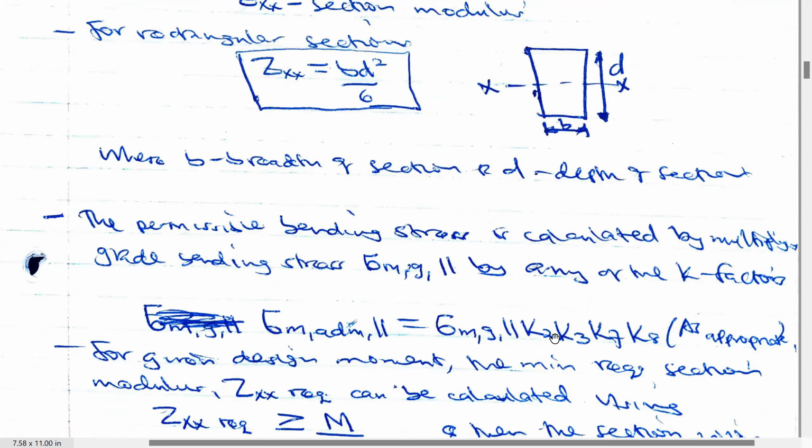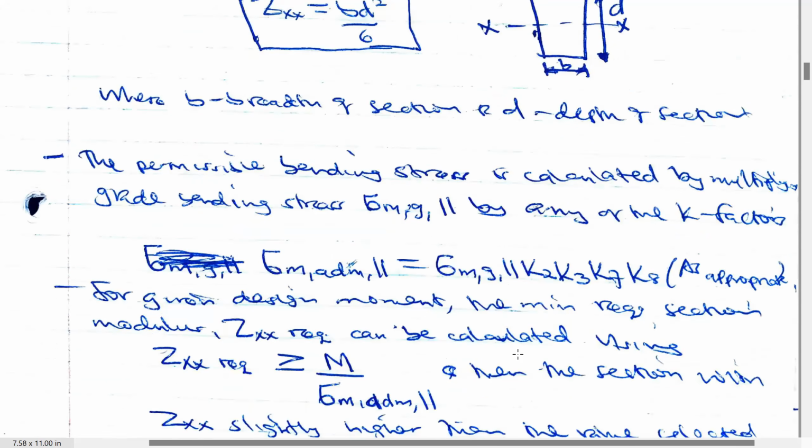It doesn't mean we have to include all the Ks in our calculation. Depending on the question, depending on the situation, we might take K2 and maybe K3, or we take K3 and K7. We don't have to put all of them in the same equation.